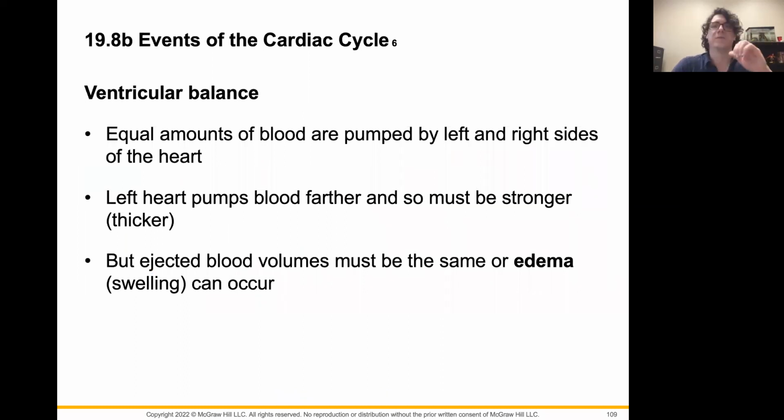Now, like I said before, equal amounts of blood are pushed by the left and right sides of the heart. The left heart must pump things much further, so it must be stronger, and thus have thicker walls. And we do this to make sure that we avoid swelling.